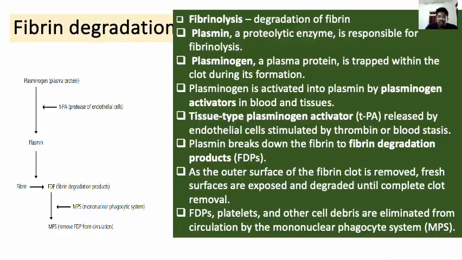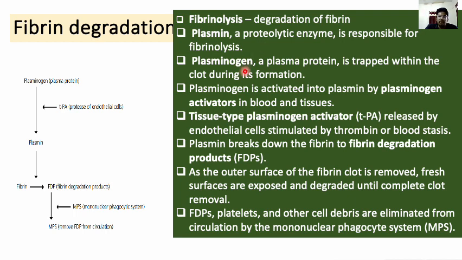And at last, the clot that has been formed due to the fibrin has to be degraded. Okay, this is called fibrinolysis, the degradation of the fibrin. Plasmin is required for this. Plasmin is a proteolytic enzyme. It is responsible for the fibrinolysis.